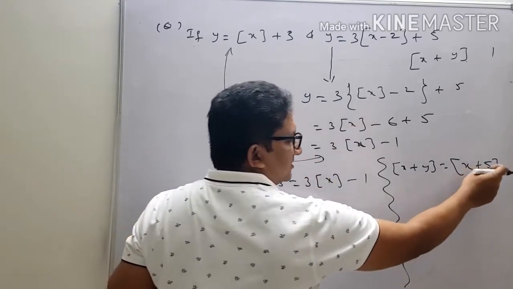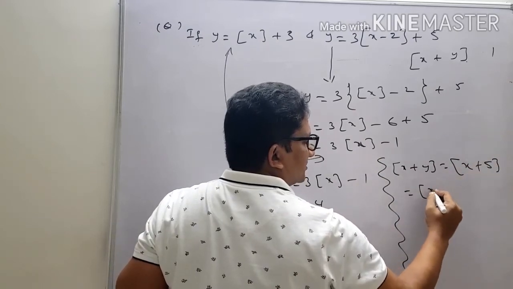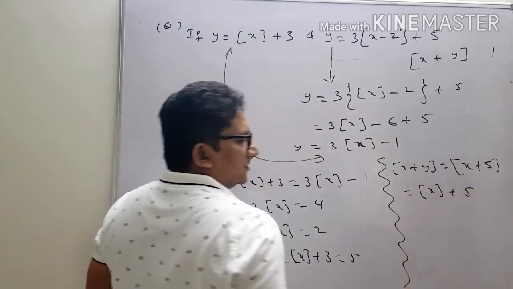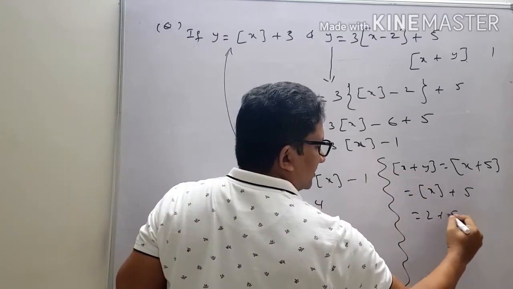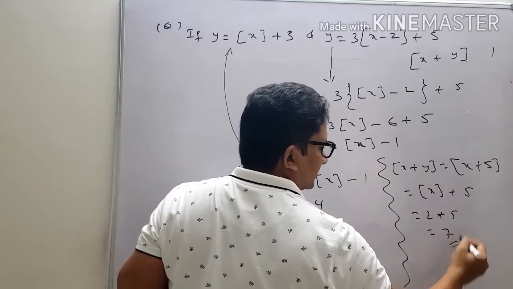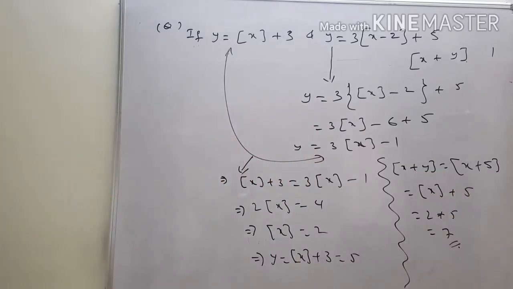Now we got x plus an integer, so we can take that integer out. So now we got [x] value 2, that we will substitute here. 2 plus 5, the result is 7. So this is the solution.